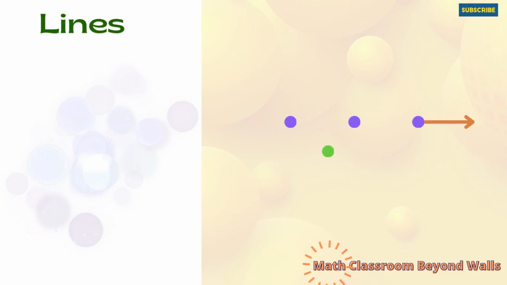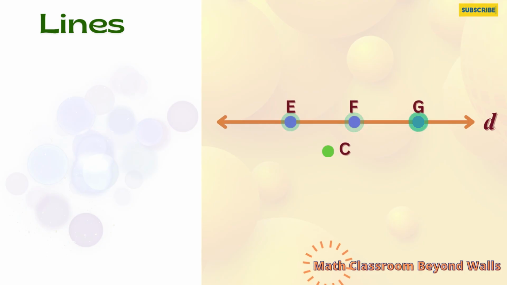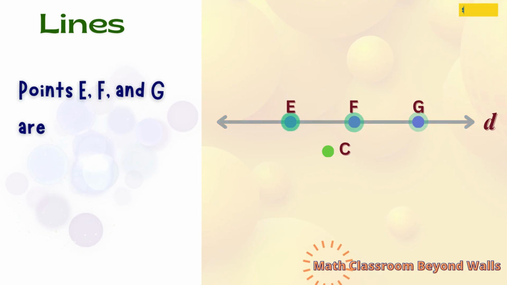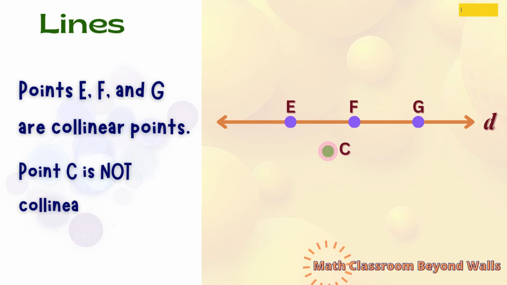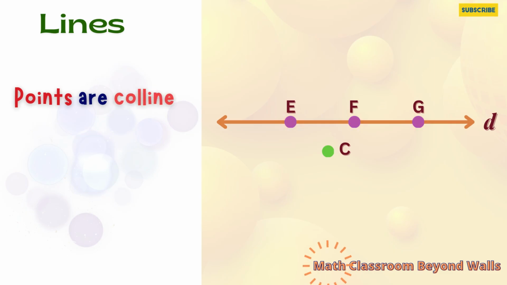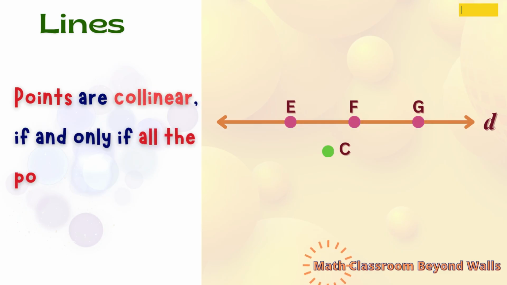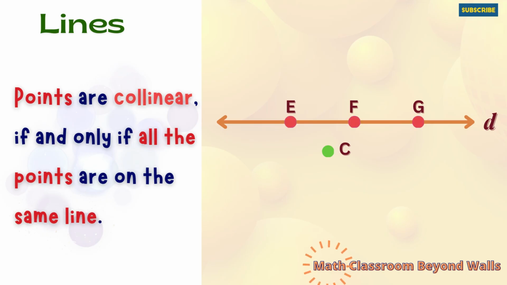Look at the points on line D, learners. Points E, F, and G are all on line D. These points are called collinear points. There's another point here, point C, which is not on line D. Because point C is not on line D, point C is not collinear with points E, F, and G. So, points are collinear if and only if all the points are on the same line. Were you able to follow, learners?